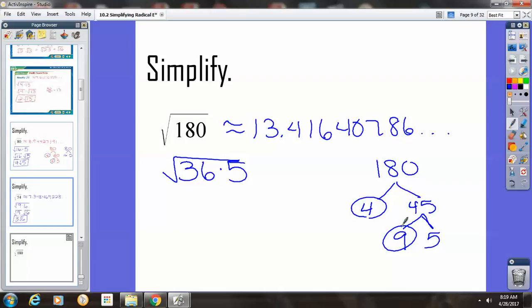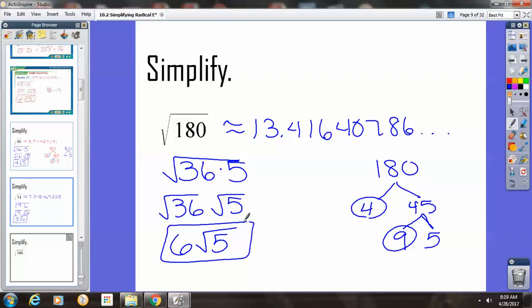So let's just keep rolling with this. The square root of 36 times the square root of 5. The square root of 36 is 6. So we have 6 radical 5. And for you guys to try this next one on your own if you would.